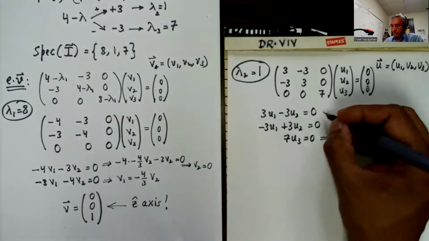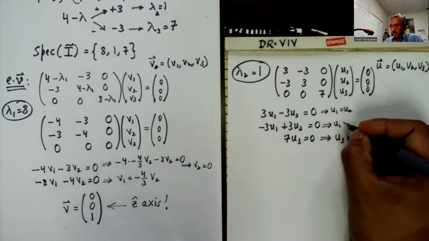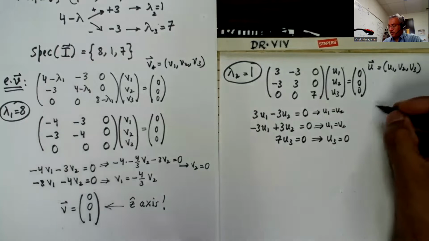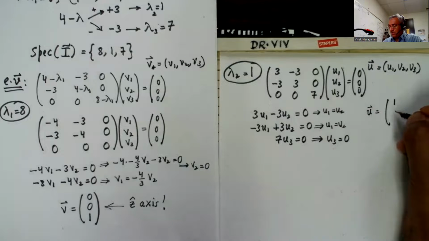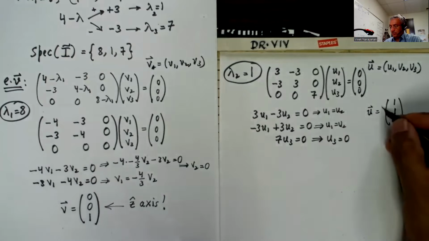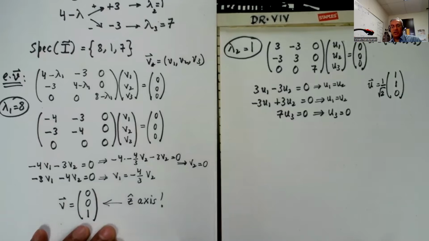The first equation tells me that u1 must be equal to u2. The second equation also tells me the same thing. So that can be satisfied by making u1 and u2 the same. So I can take the vector u to be 1, 1, and 0. Now, normally it's considered polite to normalize it. So I'll normalize it by writing the length of the vector, which is the square root of 2, in the denominator.